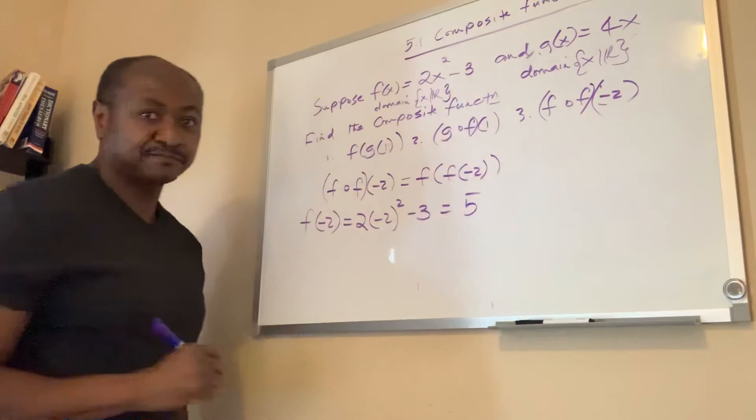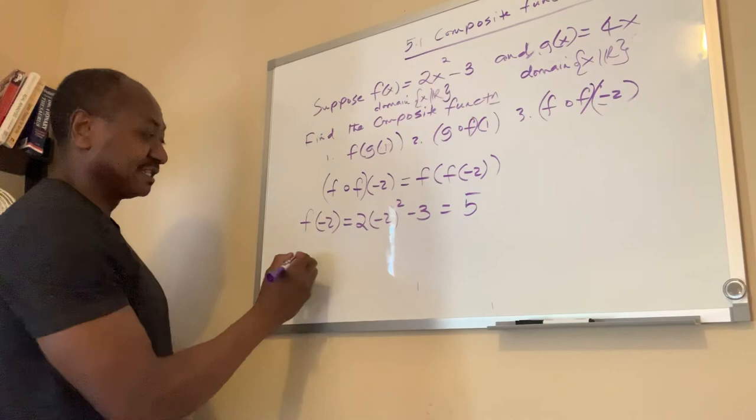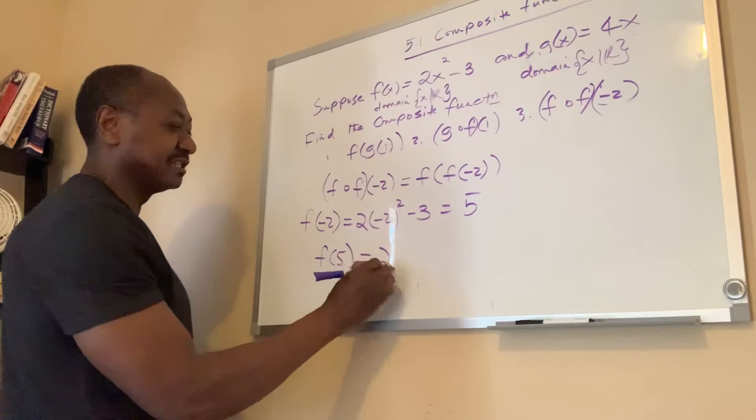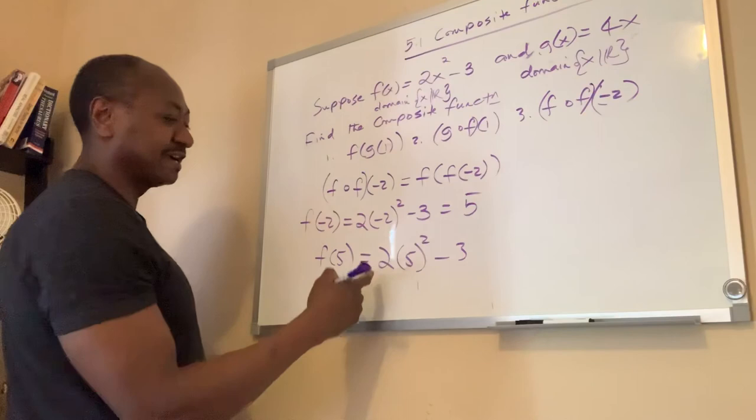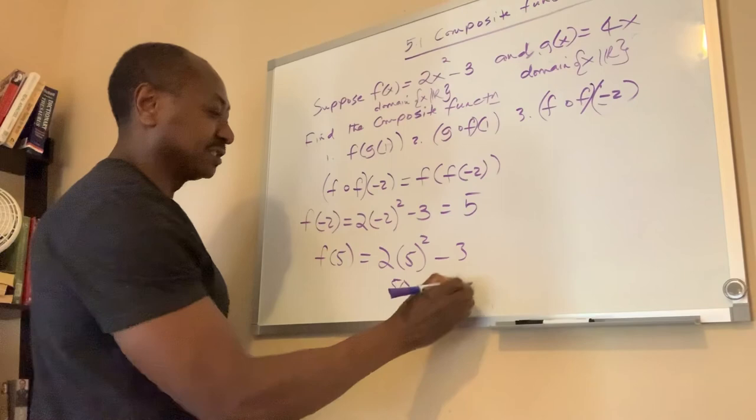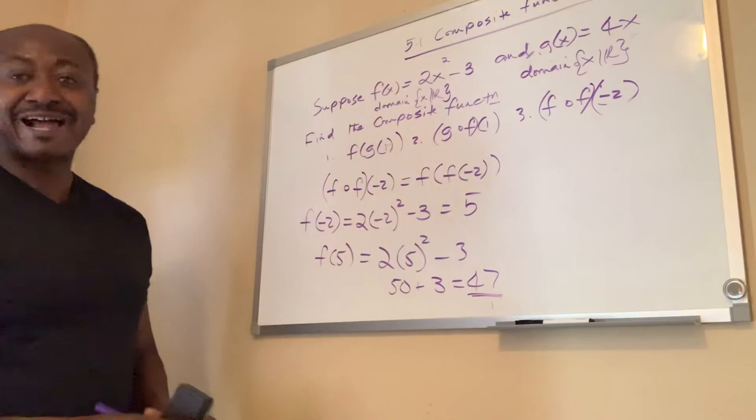Okay, so that gave me 5, and then I'll go back to the original function and say it's f of 5, which is again 2 times 5 squared minus 3. That is 25, that is 50, and so you have 50 minus 3, which is 47. Right, so that is how you evaluate composite functions.